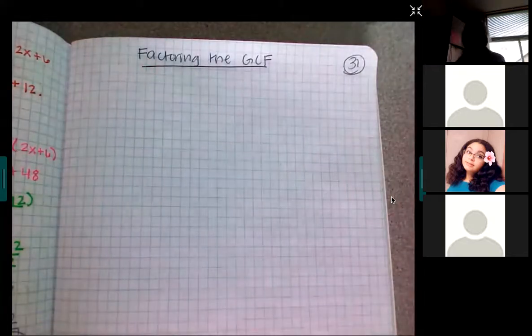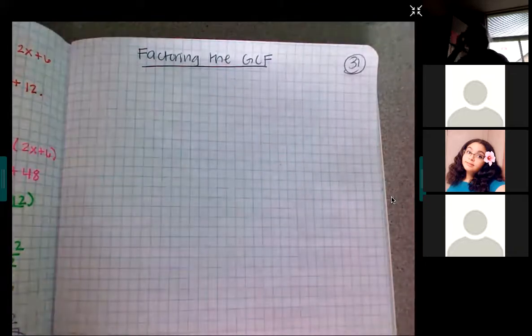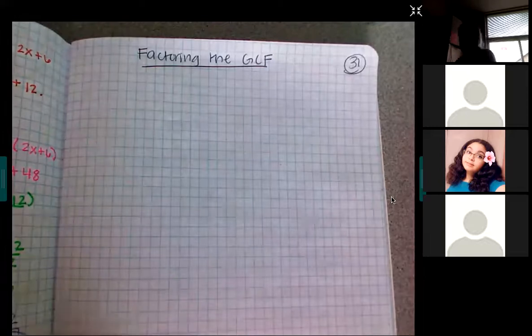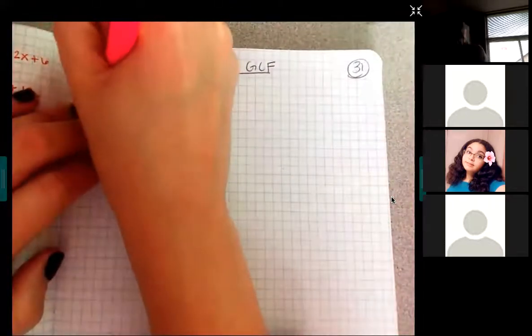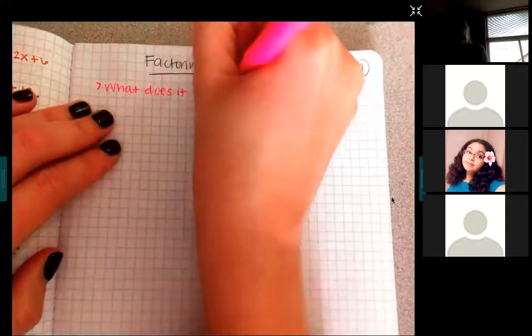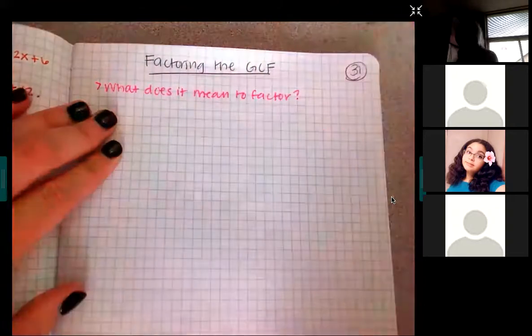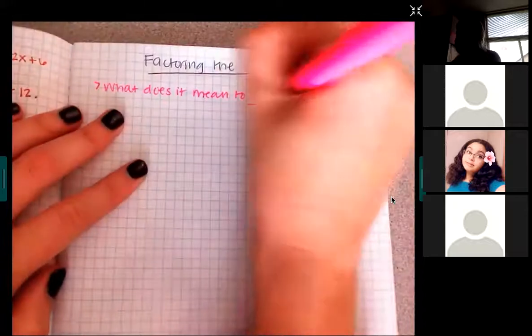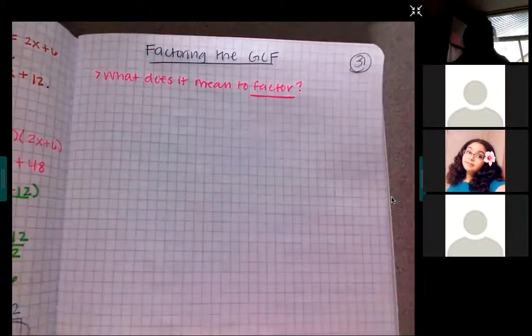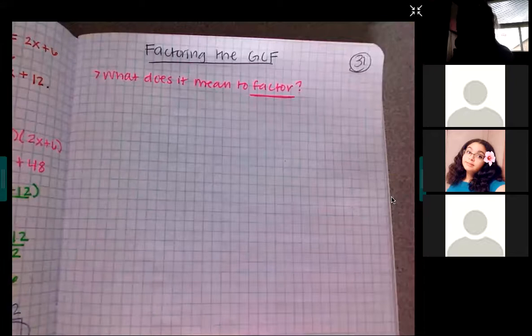All right, factoring the GCF. Jordan, I think you're going to like this, babe. So the first thing we got to talk about is what does it mean to factor? And that word factor is a vocab word. So this is one of your vocab words. We should know what a factor is. Remember, our vocab cards are due Monday. Can somebody tell me what a factor is?